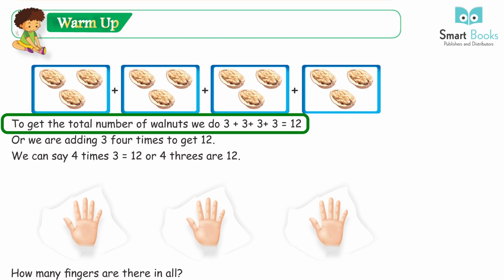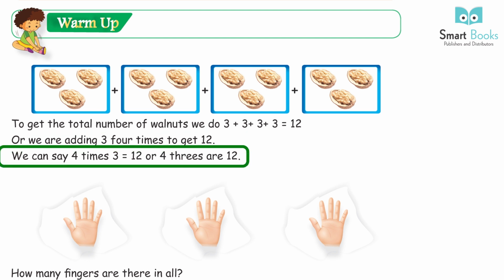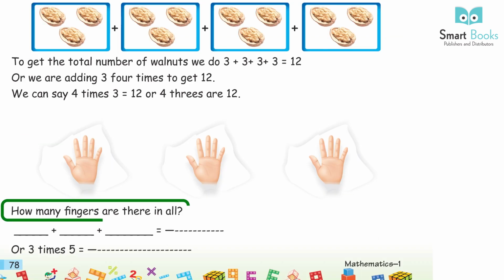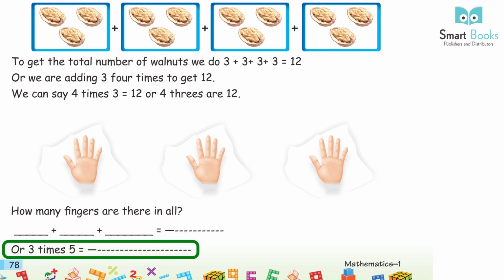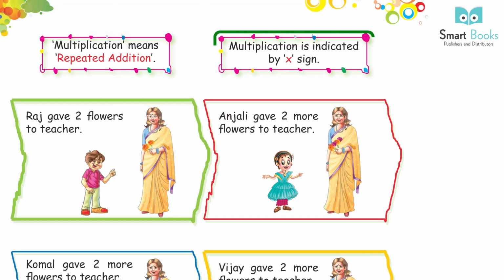plus 3 is equal to 12, or we are adding 3 four times to get 12. We can say 4 times 3 is equal to 12, or 4 3s are 12. How many figures are there in all? Or 3 times 5 is equal to? Multiplication means repeated addition. Multiplication is indicated by the cross sign.